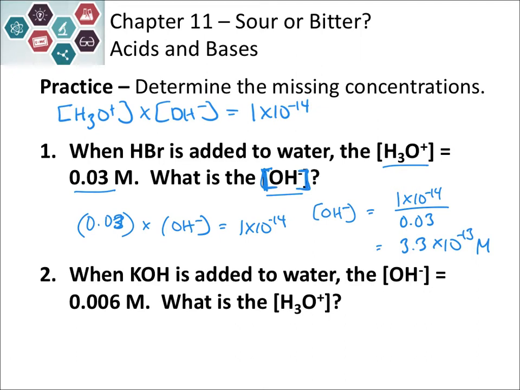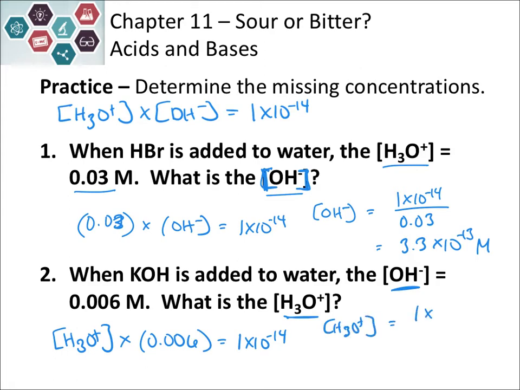So the second problem, we know the hydroxide concentration. We want to solve for hydronium. So same idea, our unknown is hydronium. We know hydroxide is 0.006, and we know that that has to be equal to 1 times 10 to the negative 14th. So to get hydronium concentration, again, it's going to be 1 times 10 to the negative 14th over the 0.006. And if we do that math, you end up with 1.7 times 10 to the negative 12th. And again, the units are molar.